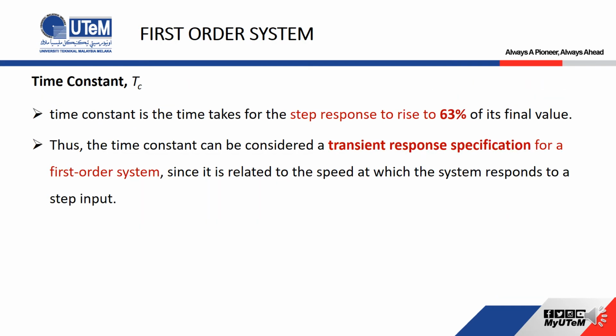Before we go further, what is time constant? Time constant is the time it takes for a step response to rise to 60% of its final value. Thus, time constant can be considered a transient response specification for a first order system, since it is related to the speed at which the system responds to the step input.